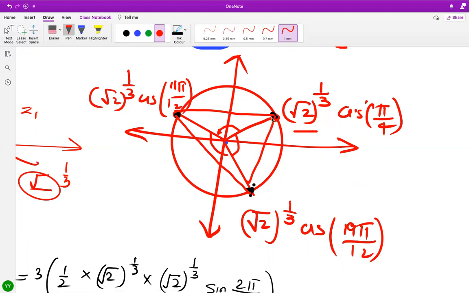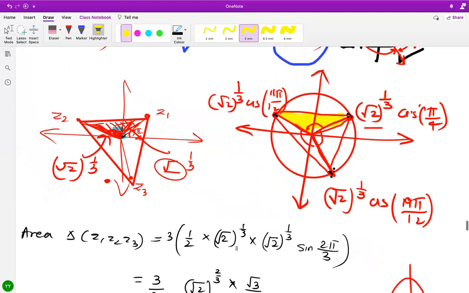So what happened is that it's actually looking like an equilateral triangle, because this length is root 2 to the power 1/3, this length is root 2 to the power 1/3, because that's the modulus of these complex numbers, and even this. So I can use one of these triangles to find the area of this entire equilateral triangle, because I know this angle is 120, this is root 2 to the power 1/3, and this is root 2 to the power 1/3. So I can find the area of the entire triangle by finding the area of one of the triangles, as you can see clearly here. It's half a b sine C, and multiply that by 3.